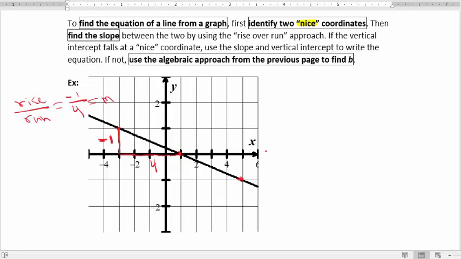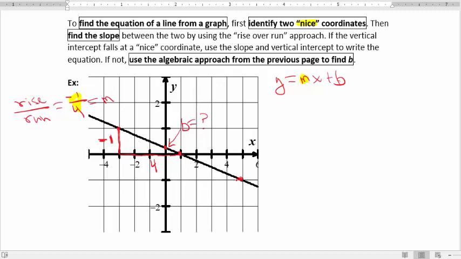So now I would try to find my b. The b on the graph, of course, is the y-intercept. The problem is I don't know what that is by looking at it. It's somewhere between 0 and 1, but I'm not sure what it is by looking. So what I can do is go to my equation, y equals mx plus b. I know m is -1/4.